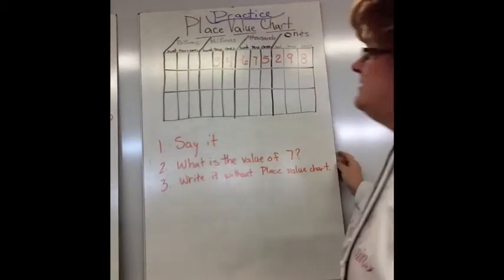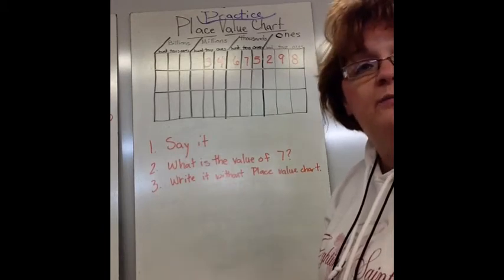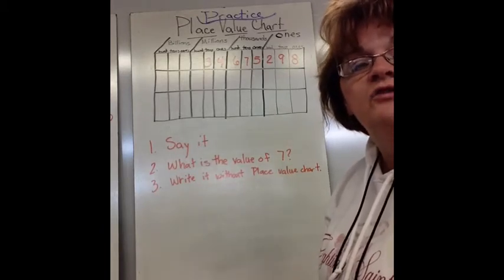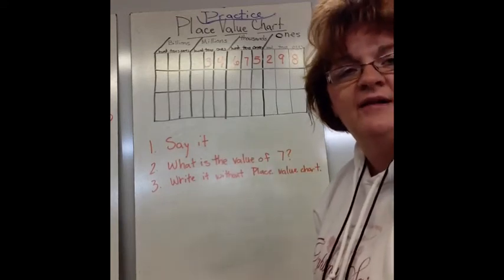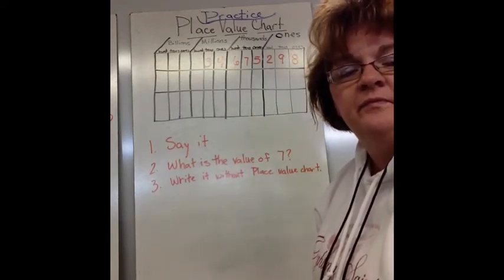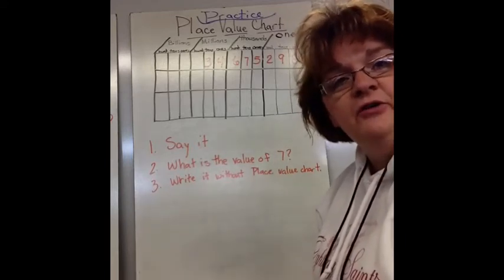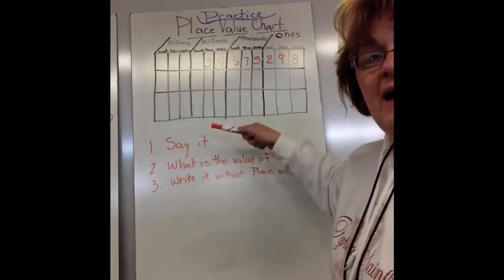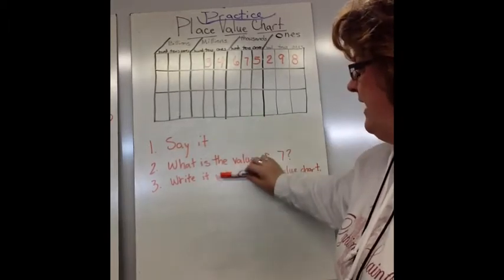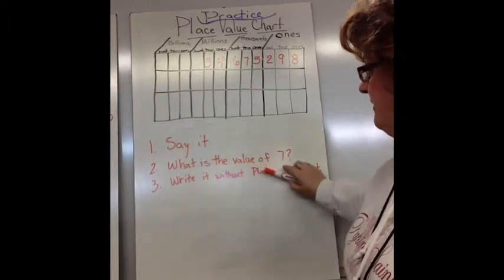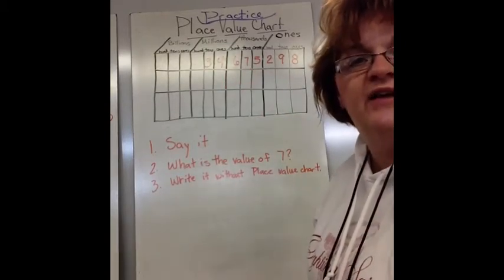Okay, this is a place value chart. Let's go ahead and have everyone pause this video, and I want you to copy down this place value chart right here on your practice pages. Go ahead and do that now. Okay, after you have this completely copied, we have three things to do. We have to say numbers, we have to know what the value of a certain number is within that number, and then we're going to write it down on the place value chart.